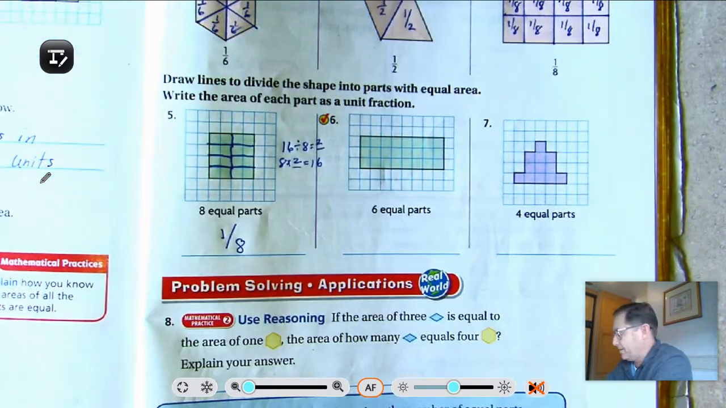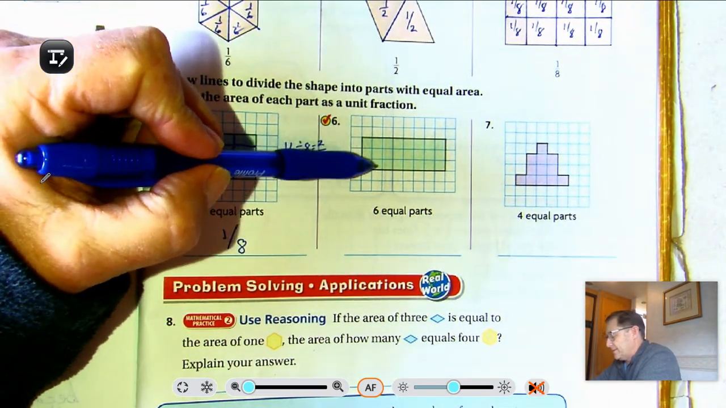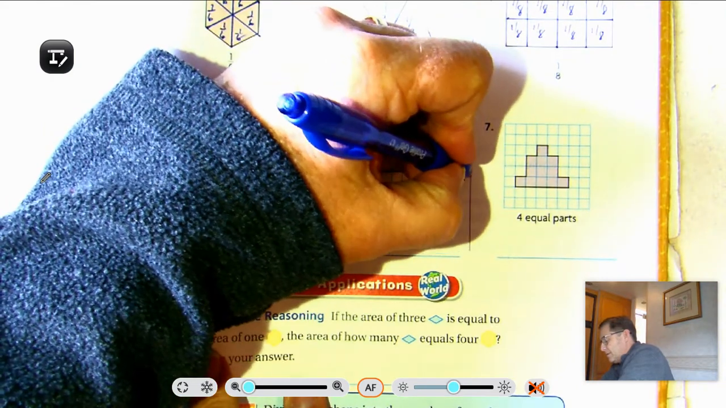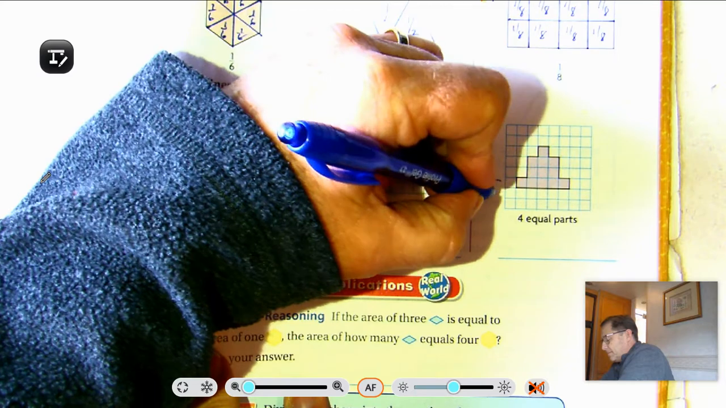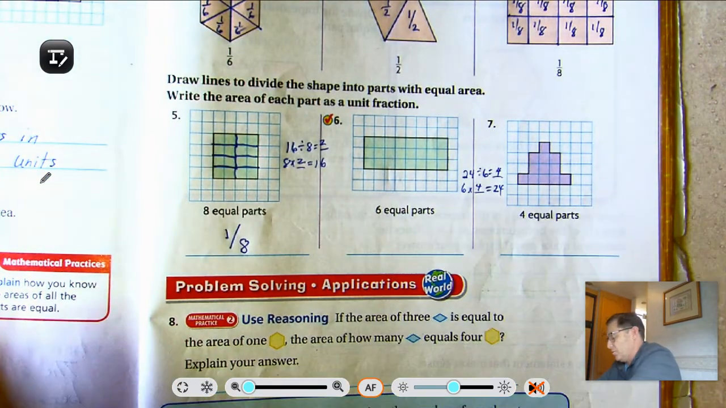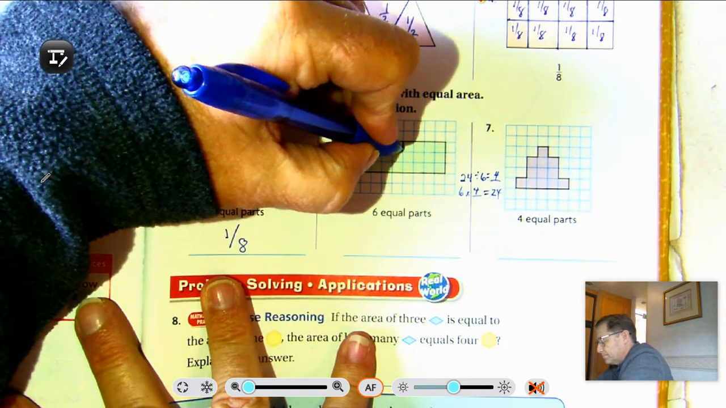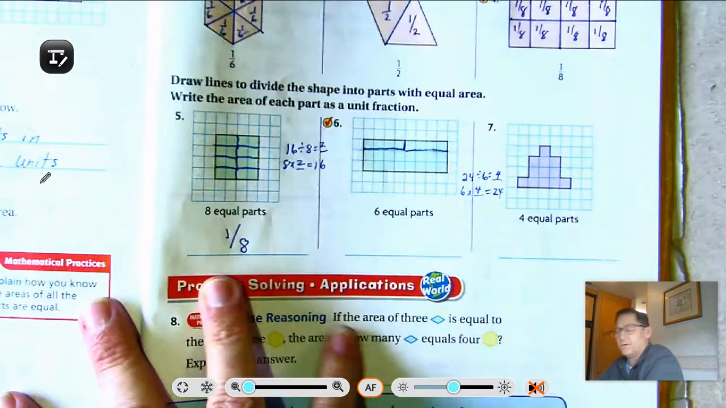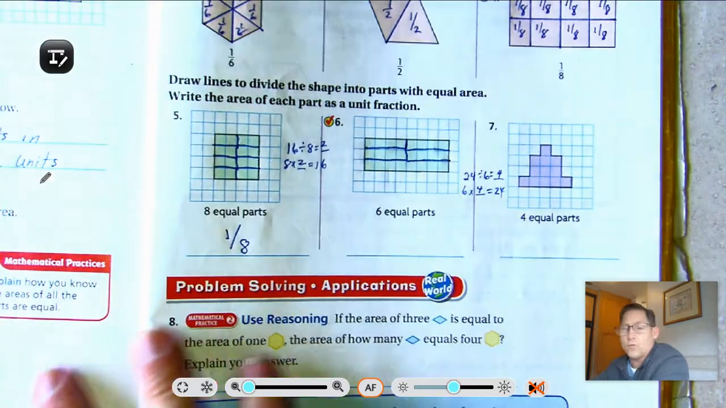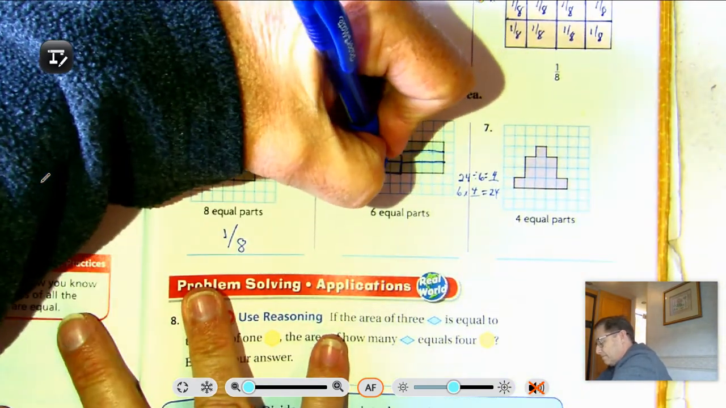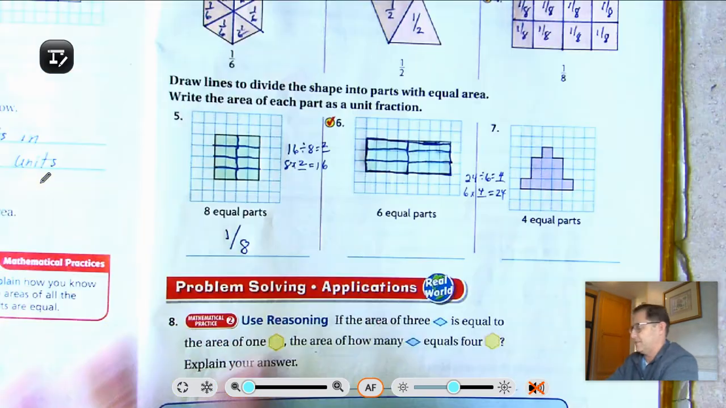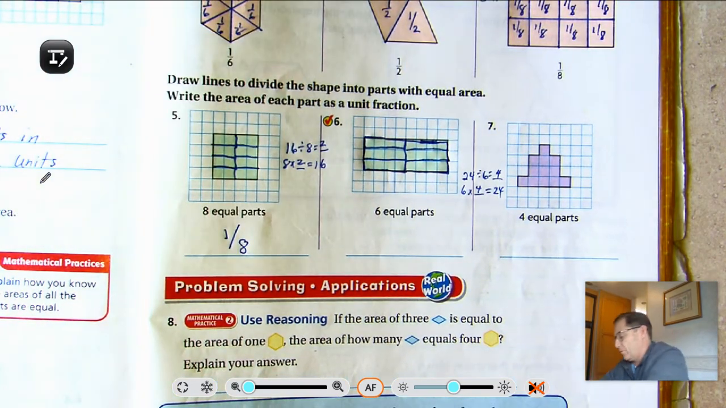We have 6 equal parts we want. So let's count up all our squares. 3, 6, 9, 12, 15, 18, 21, 24. Oh, we've done this one. 24 divided by 6 equals what? That's the same as 6 times what is 24? And that's 4. 6 times 4. So we need to, again, put them in groups of 4. All right, there's 2 groups of 4. 3 groups of 4. 4 groups of 4. And 6 groups of 4. And then each part would be 1/6.